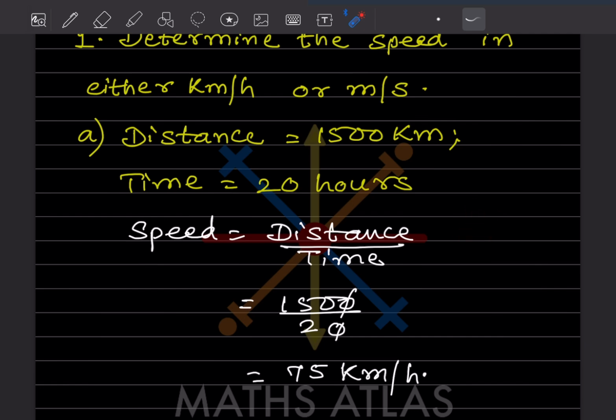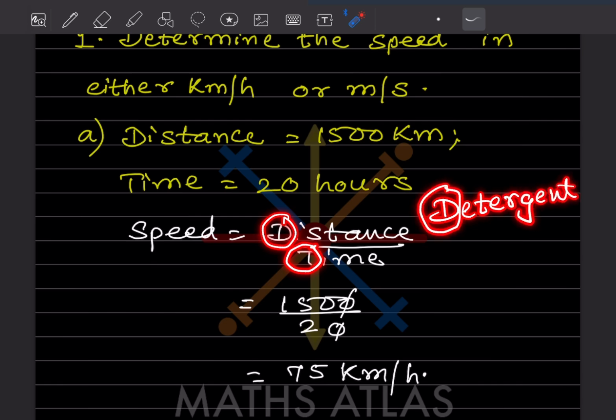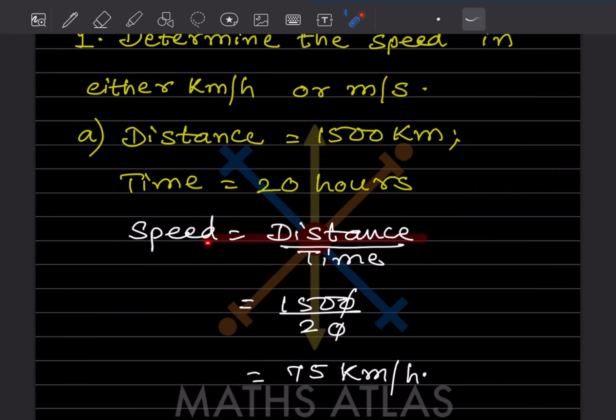Now again, how do you remember this formula? This starts with D and this is T. So you know the word detergent. There are many ways, but one of the ways is this one. So this starts with D and this is T. So this is DT. So remember the word detergent. So speed is equal to distance by time. So now distance is given as 1500 and this is 20. So 0 and 0 get cut. 150 divided by 2, that is going to be 75. And this is in kilometer, this is in hours. So that is going to be kilometer per hour.